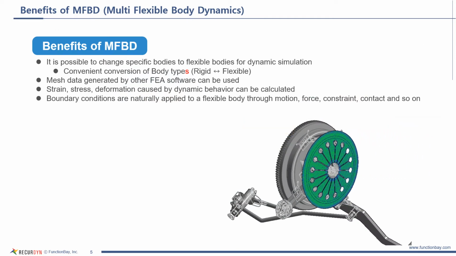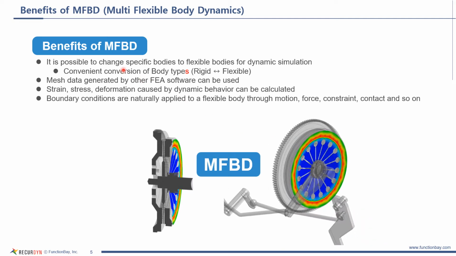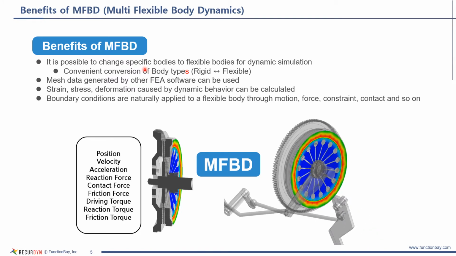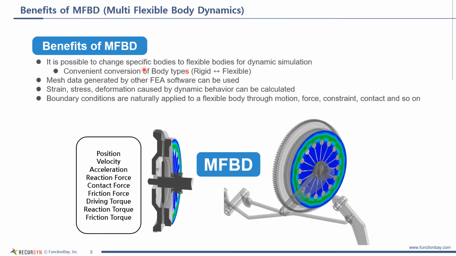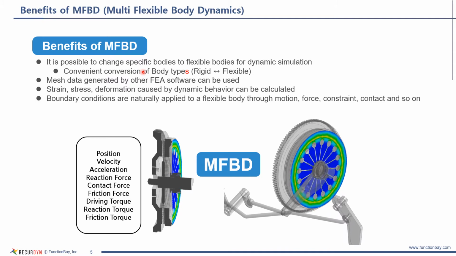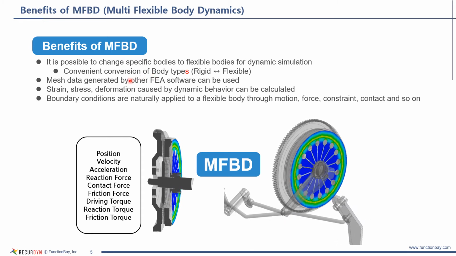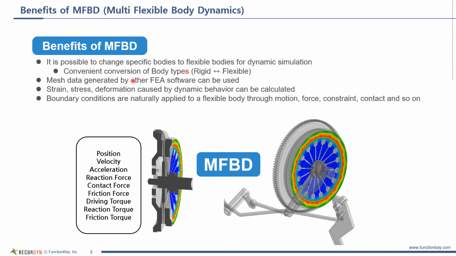MFBD has the following benefits. First, it is possible to change specific bodies to flexible bodies for dynamic analysis. Of course, you can easily convert a flexible body to a rigid body too. Second, it is also possible to easily replace the existing rigid body with the mesh data that was previously created by FEA software. Third, you can check the stress, strain, and deformation acting on the flexible body due to its dynamic behavior.